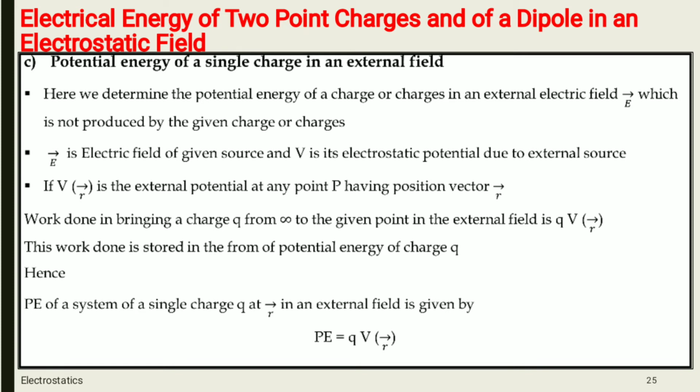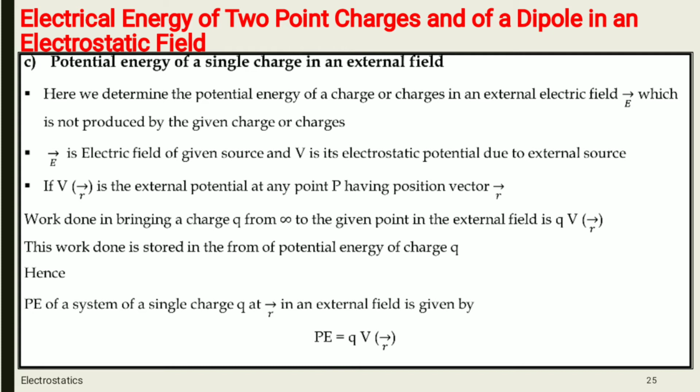Means आपने क्या किया, external field ली, in that we are going to bring one charge Q from infinity to some distance, that is R. तो उसका वर्क डन क्या होगा, Q into V(R). R is the position vector, right? This work done is stored in the form of potential energy of charge Q.